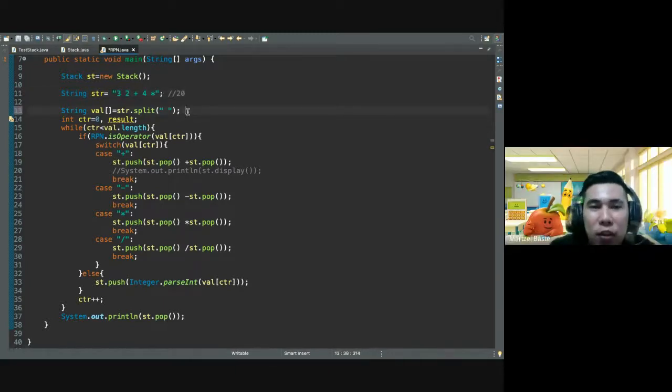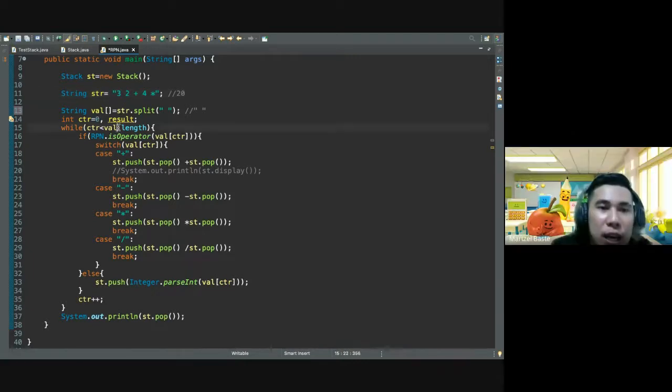So this split puts into the array val the 3, 2, plus, 4 and asterisk, excluding the spaces. It separates them, so val 0 is 3, val 1 is 2, val 2 is plus, and so on. Just don't store the space in the array val. Got it? Yes, sir.